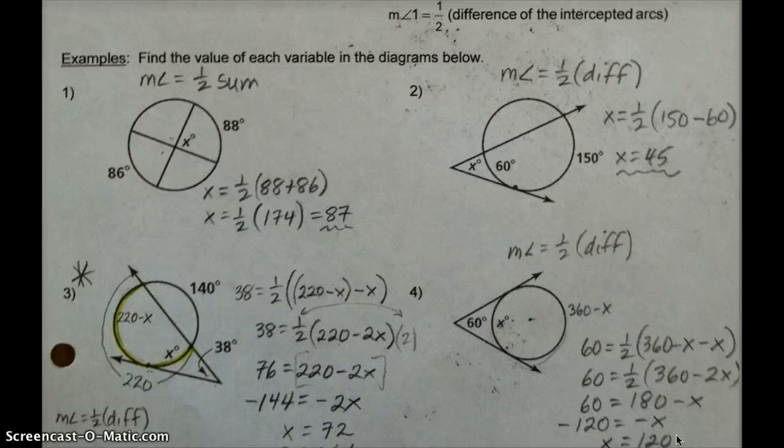Now, it might ask you for something like, what is the measure of the major arc? So that is talking about what we've talked about before in a previous chapter, this arc that's larger than a semicircle, larger than 180. So we would just take 360 minus 120, and we get 240.